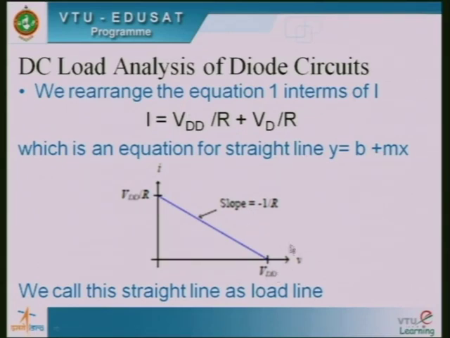the 2 points here. We get a straight line that exists between VDD and VDD by R, so VDD along the x axis and VDD divided by R along the y axis. And please note the slope: as I told you, m is the slope of this straight line, and m is nothing but 1 by R. So that is the slope of this particular straight line here, and we call this straight line the load line here.